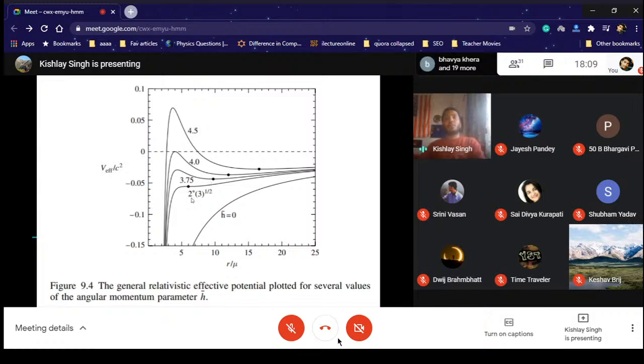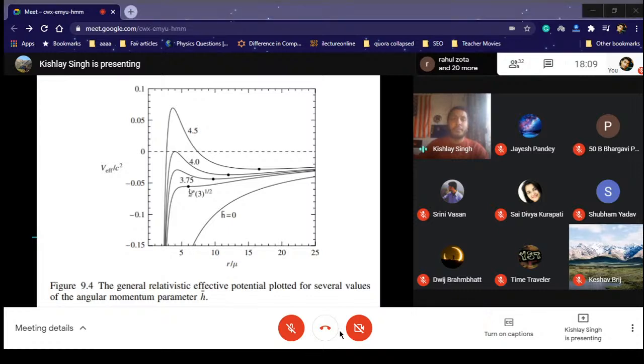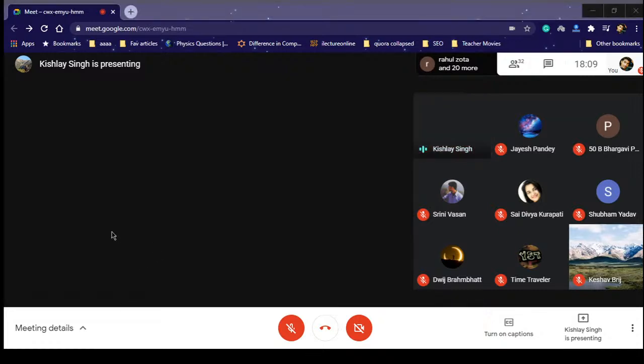And when the angular momentum is about 2√3 times Mr², you are at the closest point to a black hole where you are able to orbit in a circular fashion. What I'm trying to say here is, suppose, where is that image of the black hole?